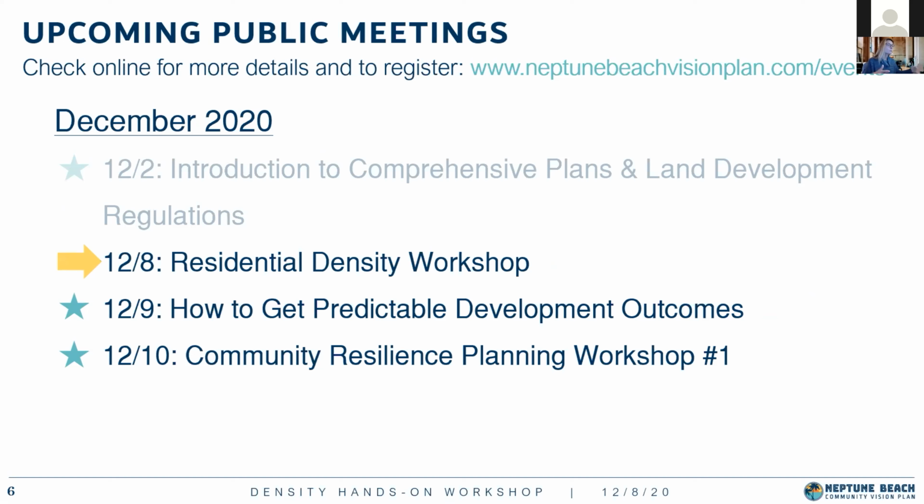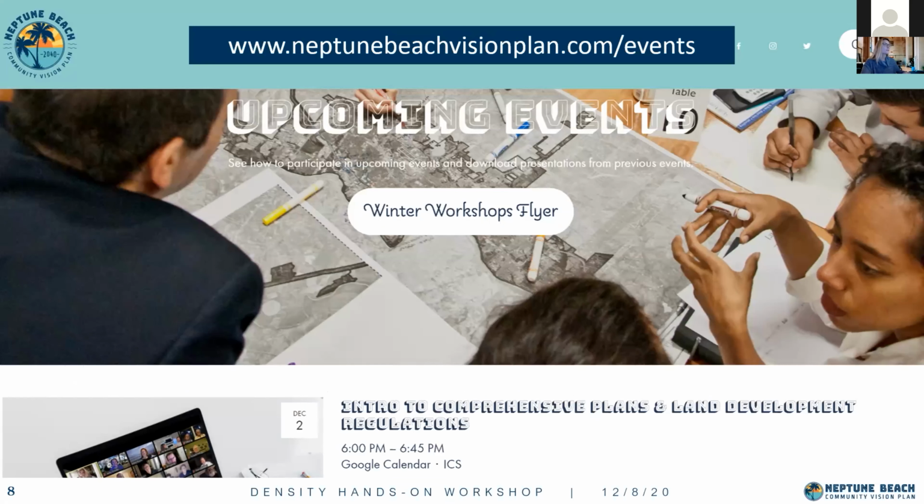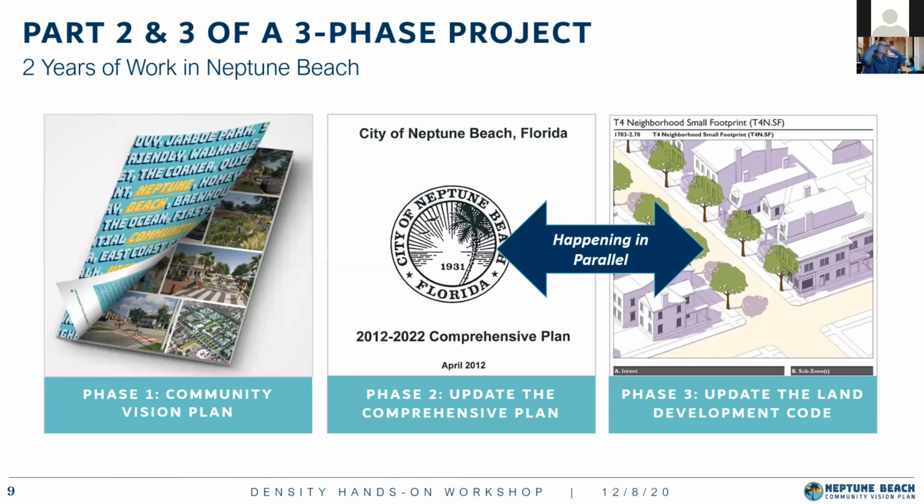This will be the longest meeting because we felt it really deserved to be the longest. It's an important topic. So in January, we'll continue our series of workshops as well, and you can find all information about this on the NeptuneBeachVisionPlan.com website. And this is the actual events page of our website. Here you can see a list of all the meetings, and you'll also see the links to all the recorded meetings after they've occurred.